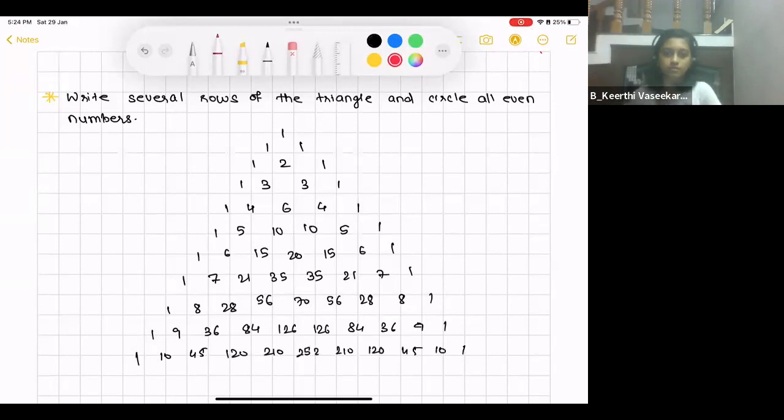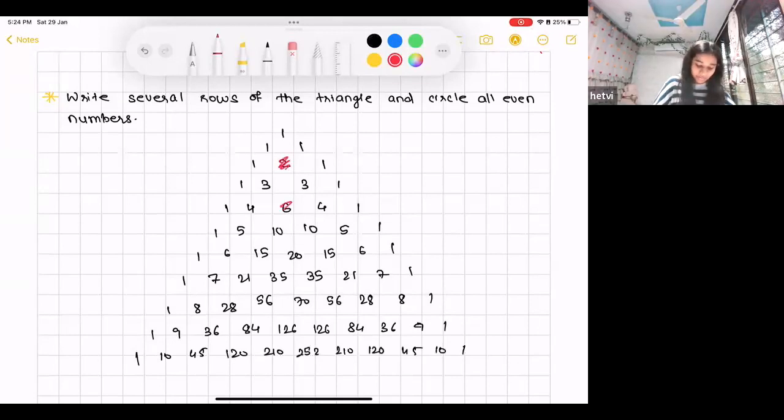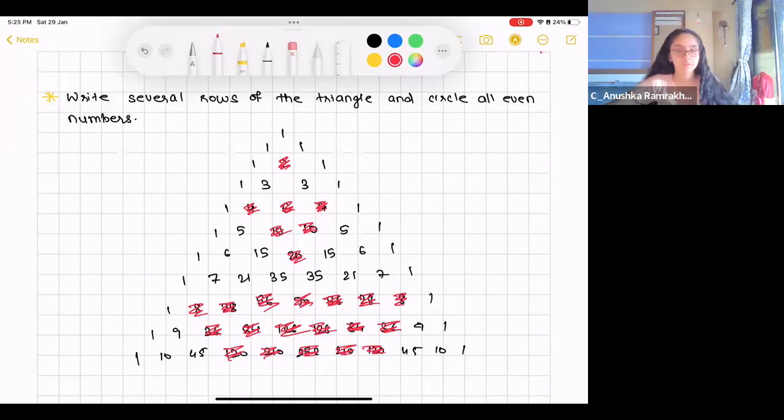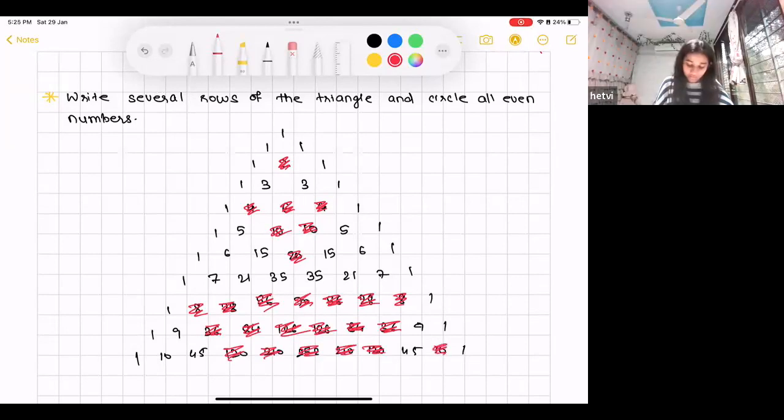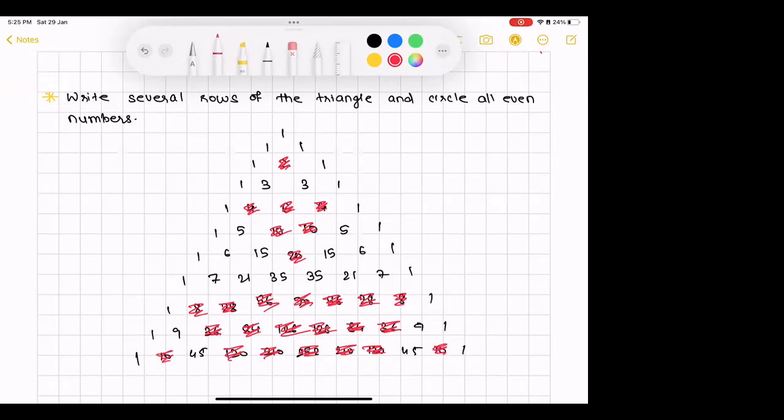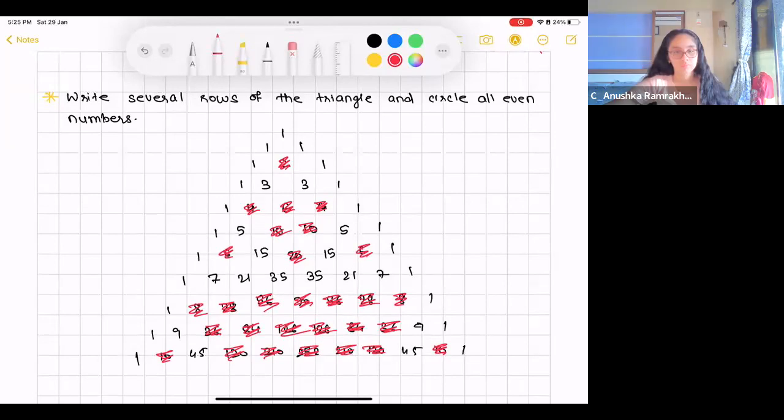Okay. Now quickly, I'll just color all the even numbers. Okay, even 10 and 10. Ma'am, the 2 6s as well, in the 1 6 15. That one. Yeah, I think I got it.